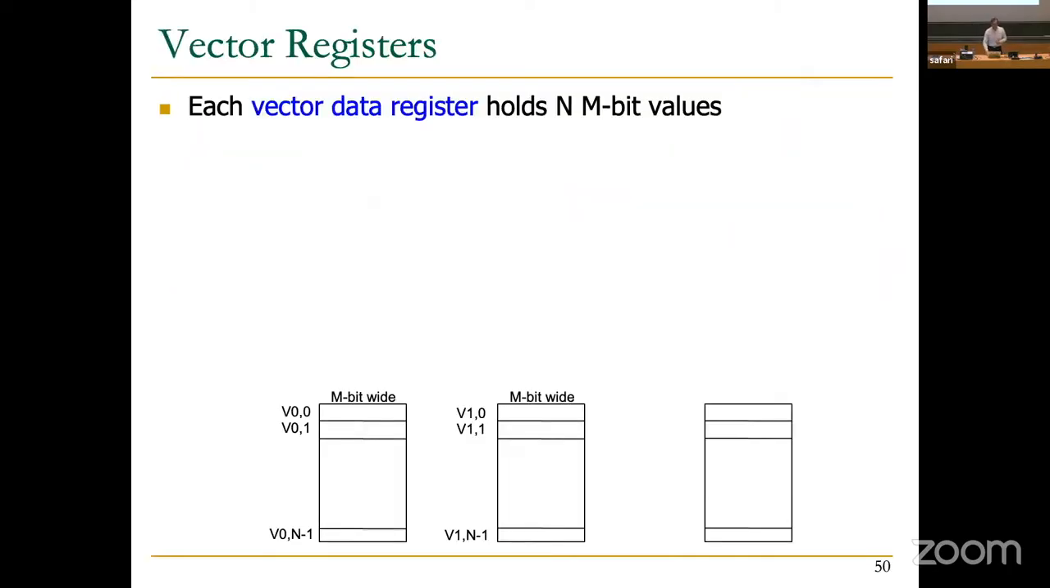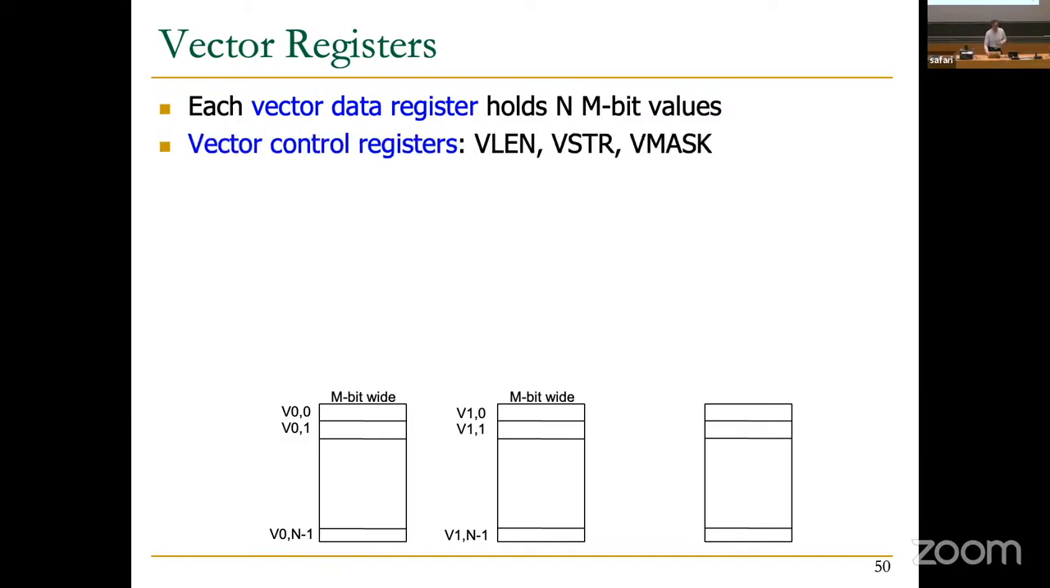Okay, so we're going to talk about vector data registers a little bit more. We have essentially each vector data register holding n-bit values. And you can see that you have vector register 0, vector register 1. You can have a vector register set, essentially a vector register file, as we have seen. And then we have vector control registers: vector length, vector stride. We already talked about this. And then I'm going to introduce the vector mask, because you should be able to do conditional operations on vectors.